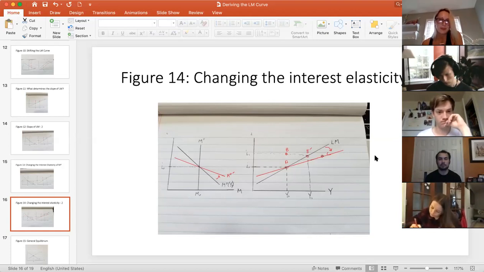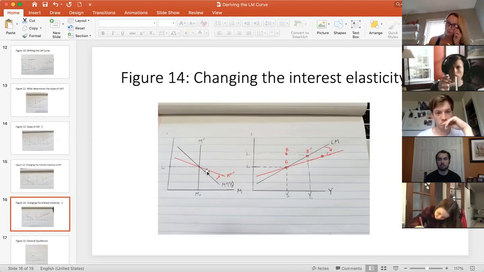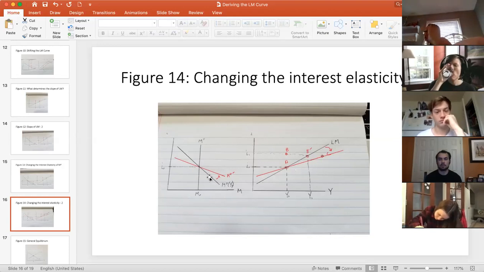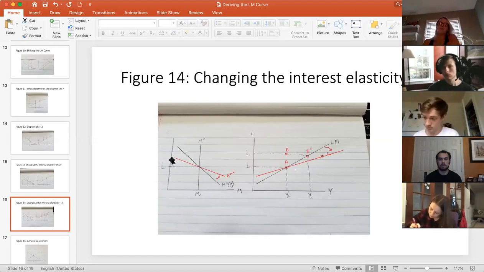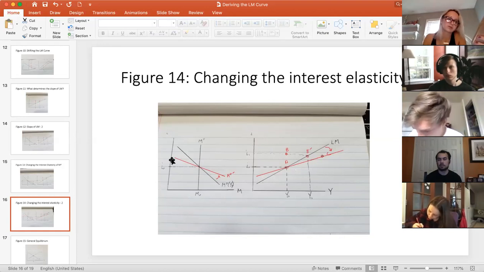Okay, any questions? So the bottom line, increasing the interest elasticity of money demand flattens the money demand curve and flattens the LM curve. You say that one more time? Yes, I'm just describing what's happening on the graph. An increase in the interest elasticity of money demand rotates the money demand curve counterclockwise, so money demand is flatter. And it rotates the LM curve clockwise, so the LM curve is flatter.